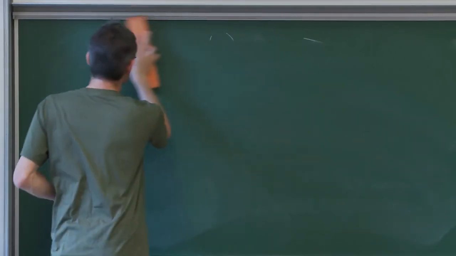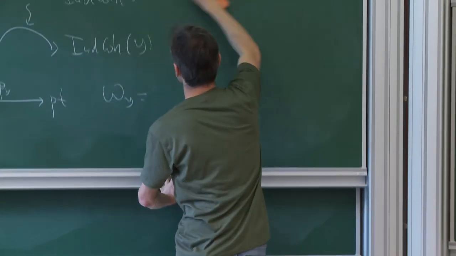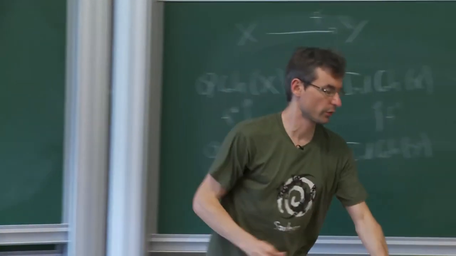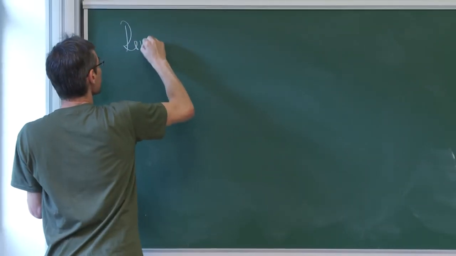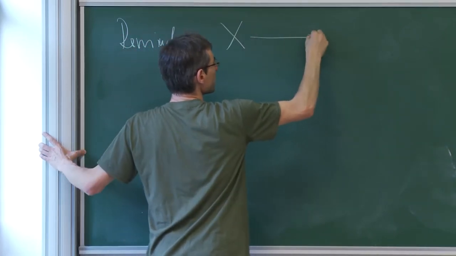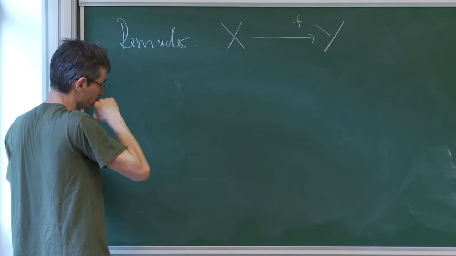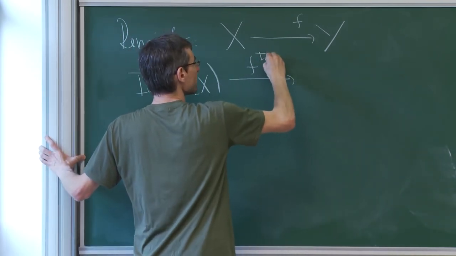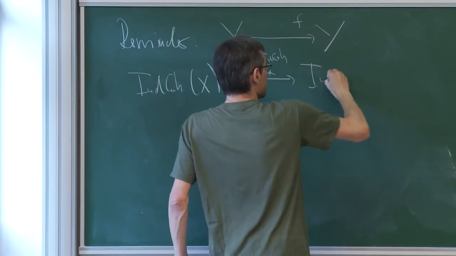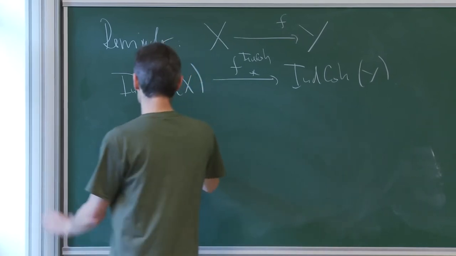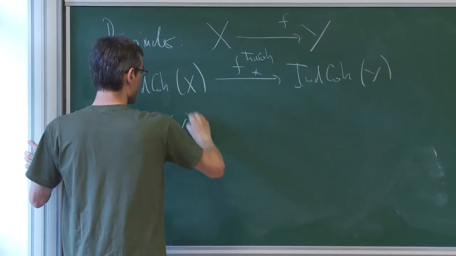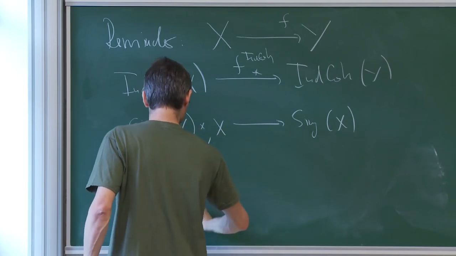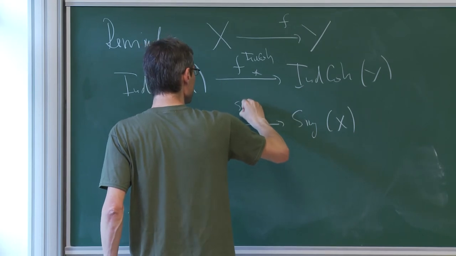So, reminder. Let X to Y be a map between quasi-smooth schemes. Then we have this functor of IndCoh direct image on the one hand, and also we have this correspondence: Sing(Y) over Y maps to Sing(X), and it projects down to Sing(Y). I call this map Sing of f.